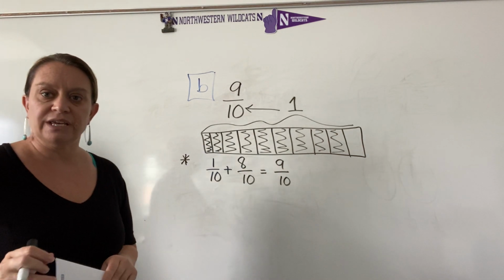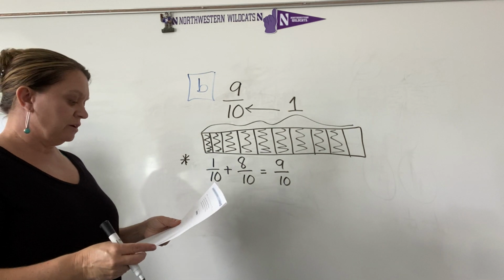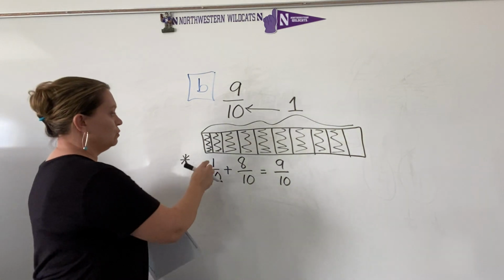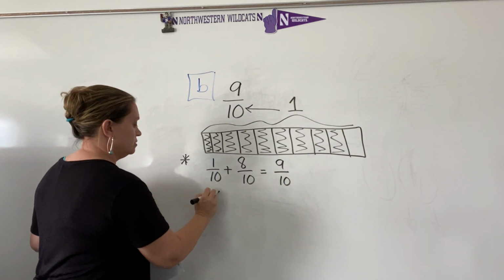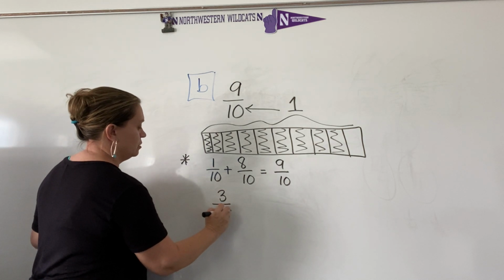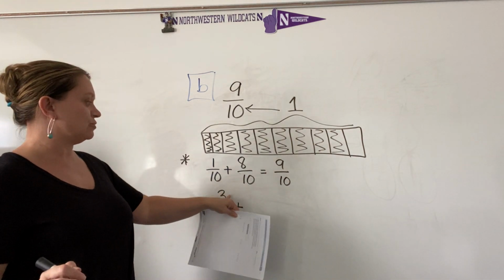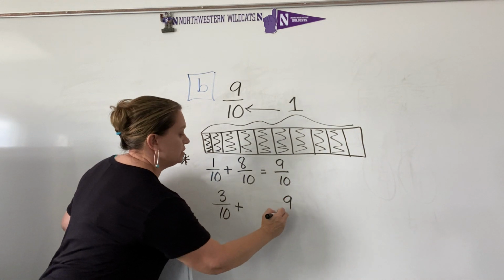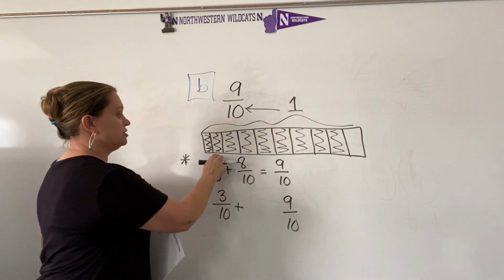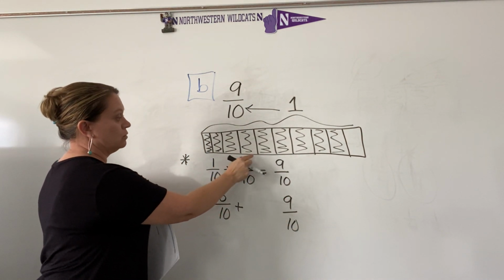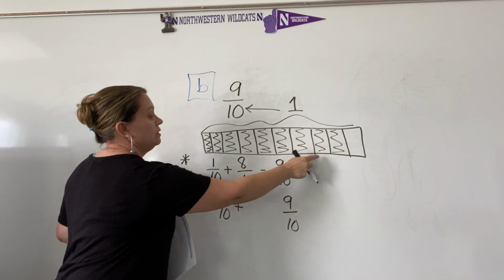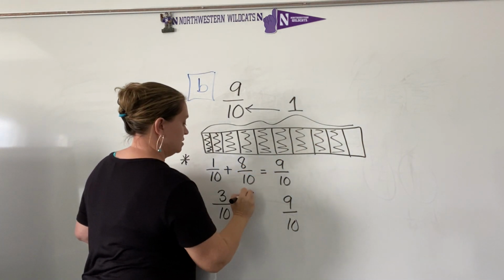Well, then it asks you to give another way. So I look at that, and I could go, well, 1, 2, 3/10. Well, how many tenths can you add to 3/10 to equal 9/10? We did these 3. How many more? 1, 2, 3, 4, 5, 6. 6/10.